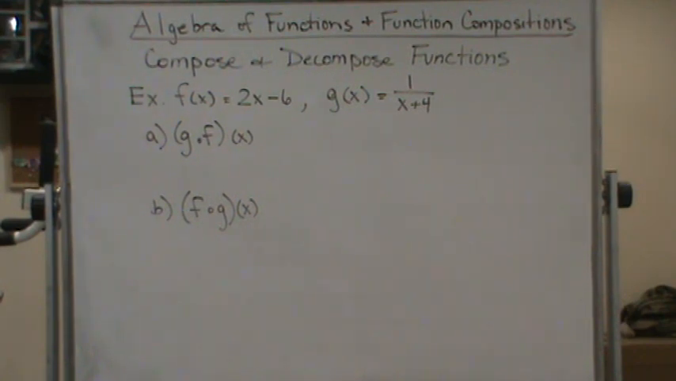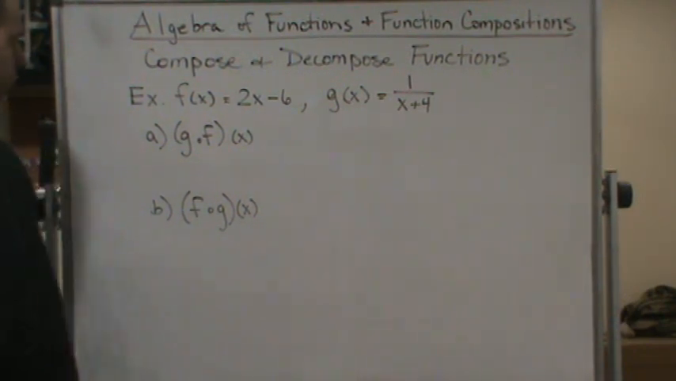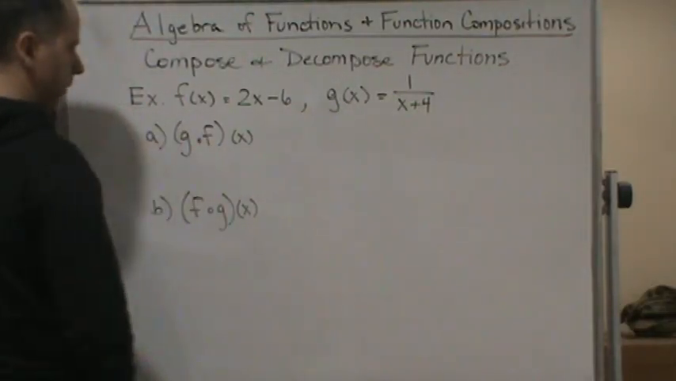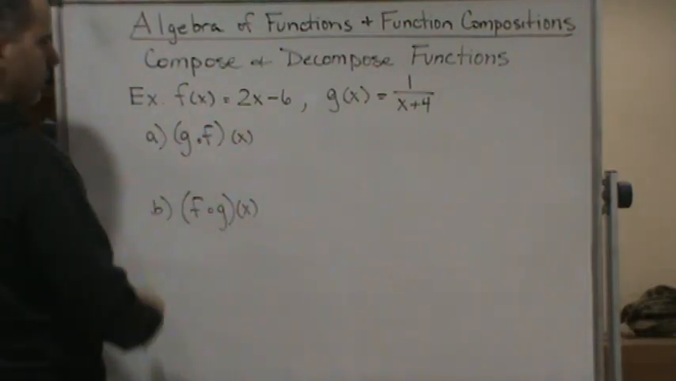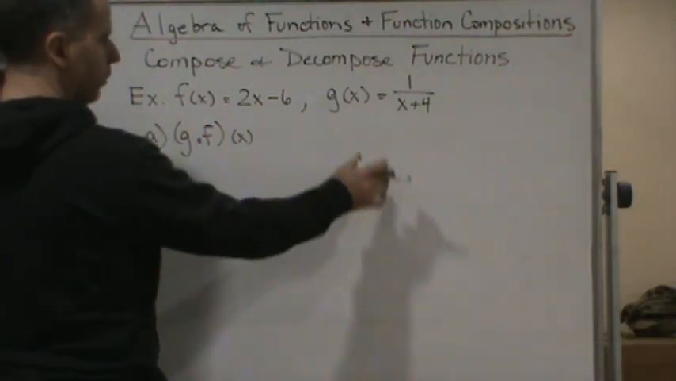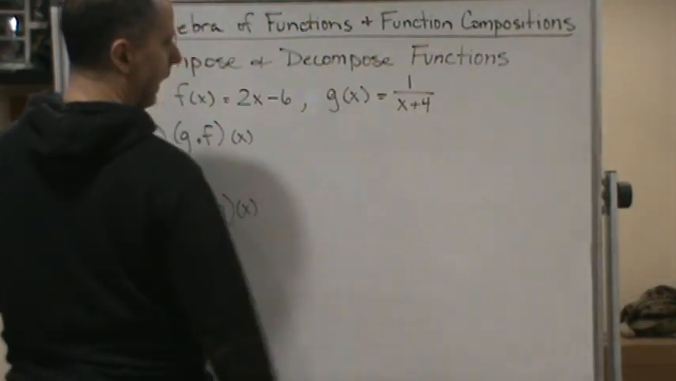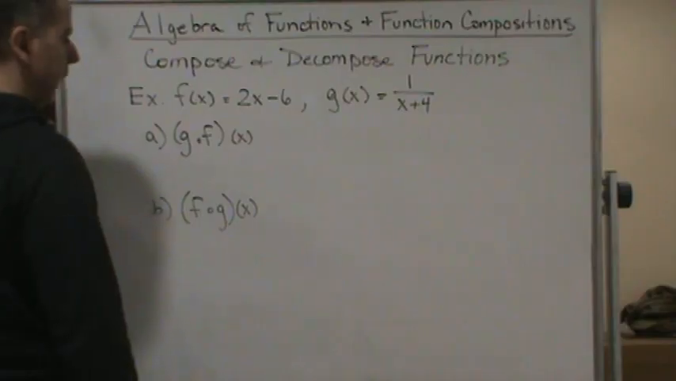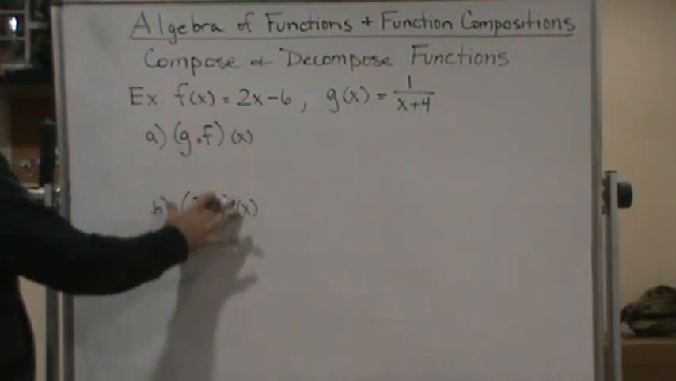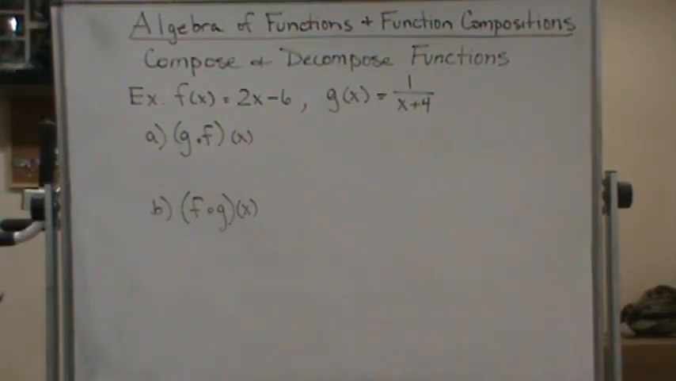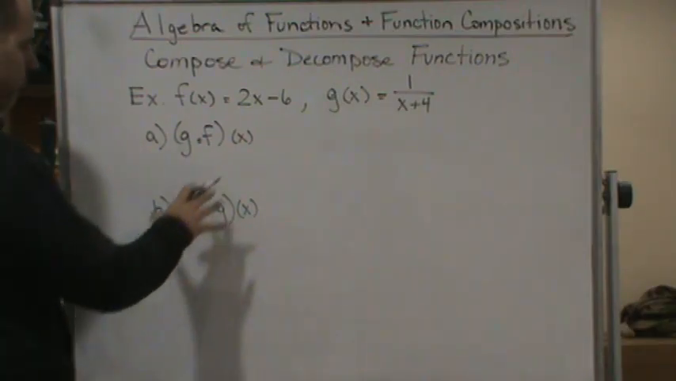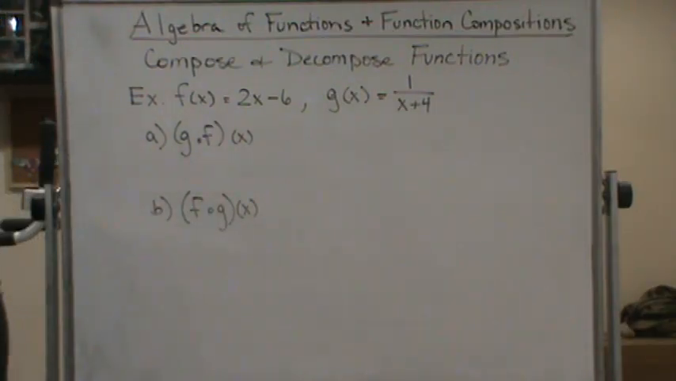All right, welcome back. And now we're going to do another example. So we've got two more functions here. We've got f of x is equal to 2x minus 6, and g of x is equal to 1 divided by the quantity x minus 4. And now, not only do we want to compose or write the rule of the composition here, but we also want to figure out what the domain is, okay?